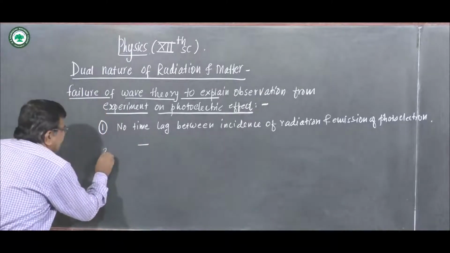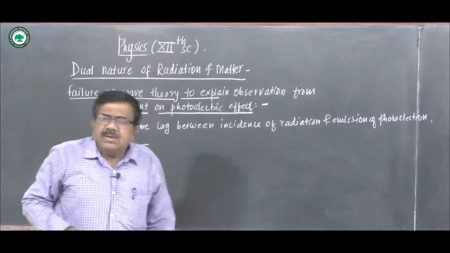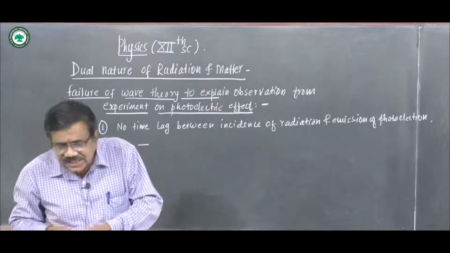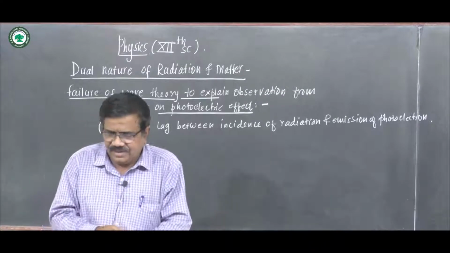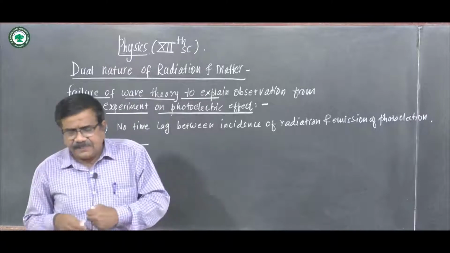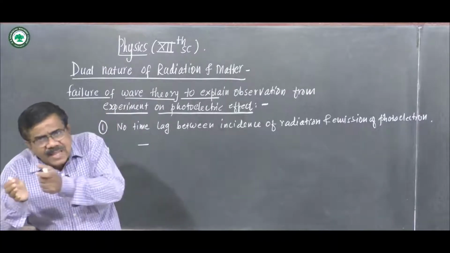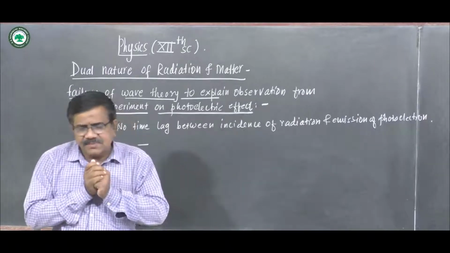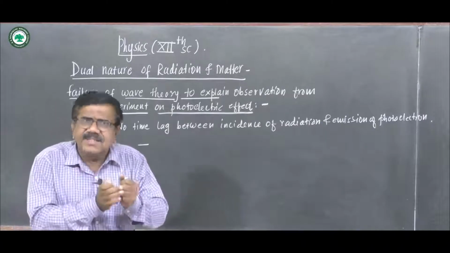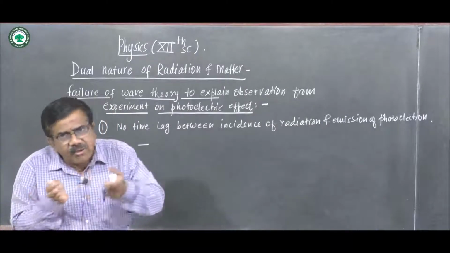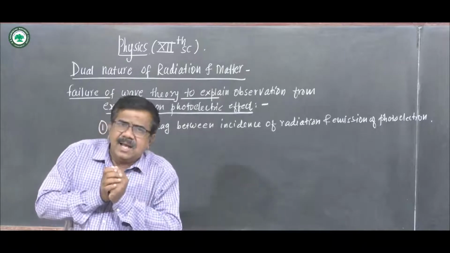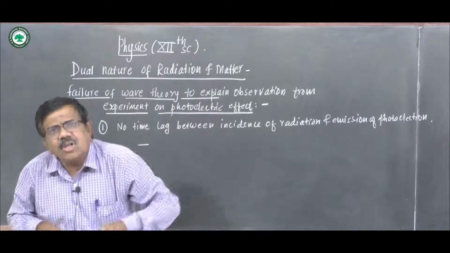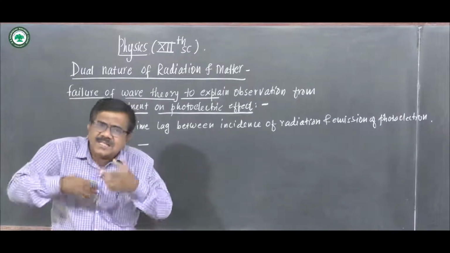Second failure is, according to the concept, light having large intensity must have large energy. Then electrons are expected to be emitted with large kinetic energy. One main concept is, if incident light has large intensity, it must have large energy, and if intensity is more, energy will be more, so the electrons are expected to be emitted with large kinetic energy.